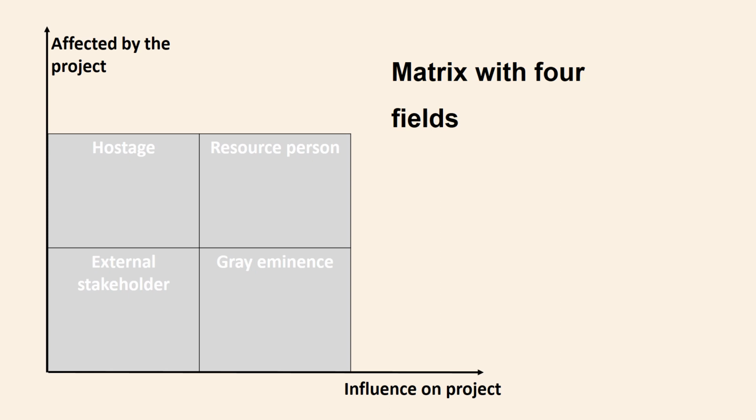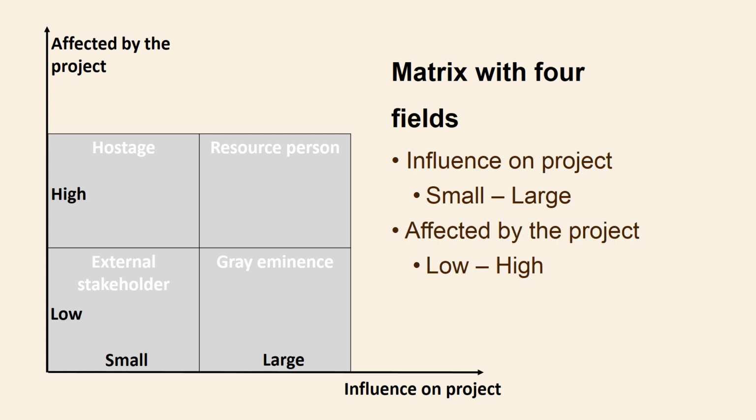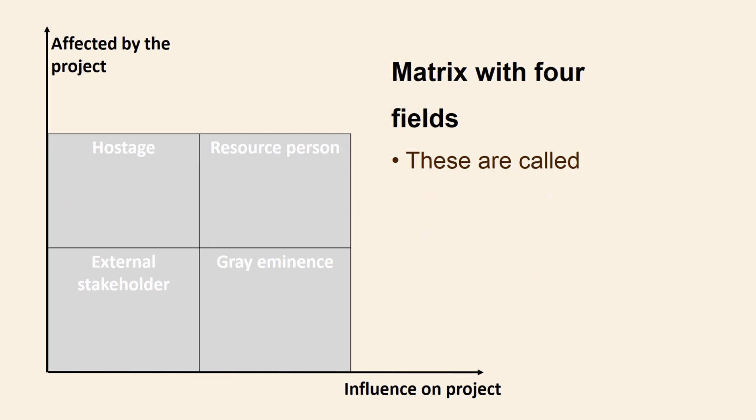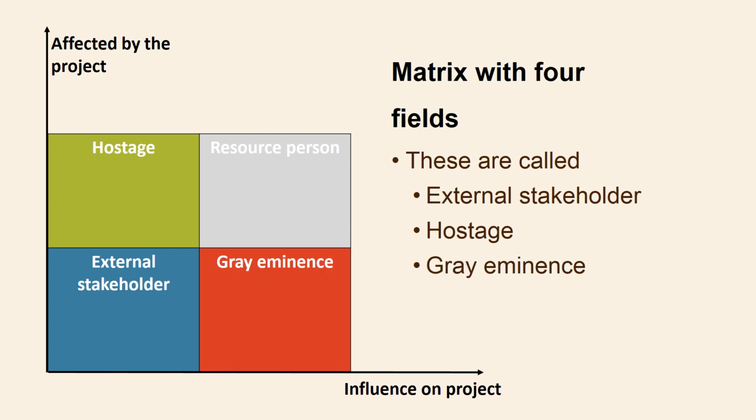The model is a matrix with 4 fields. It is small or large influence on the x-axis and low or high affected by the project on the y-axis. The 4 categories of stakeholders are called external stakeholder, hostage, grey eminence, resource person.